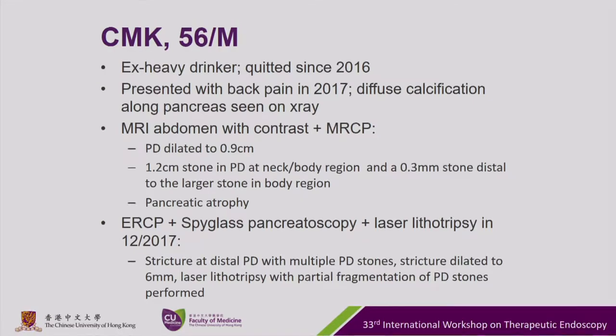millimeter stone distal to a larger stone in the body region. And there was diffuse pancreatic atrophy. An ERCP was performed with Spyglass pancreatoscopy and lithotripsy last year, December. And it showed a stricture at distal PD with multiple PD stones. The stricture was then dilated to 6 millimeters with a laser lithotripsy done with partial fragmentation of the PD stones.